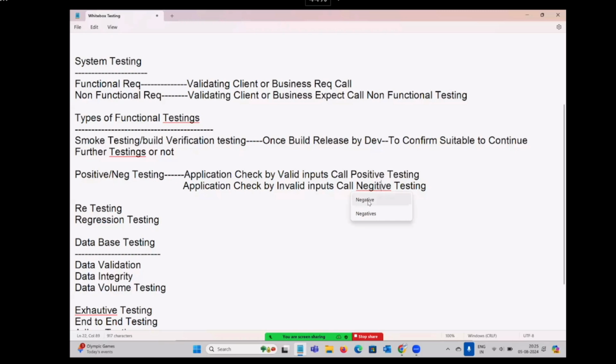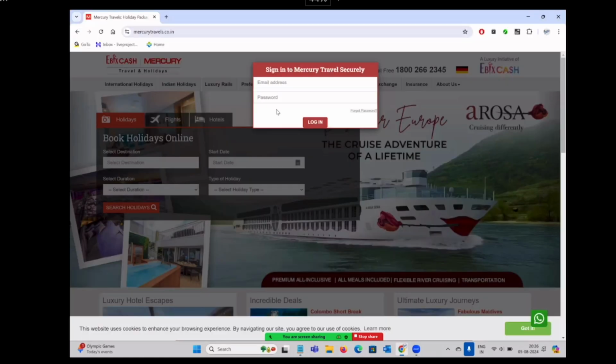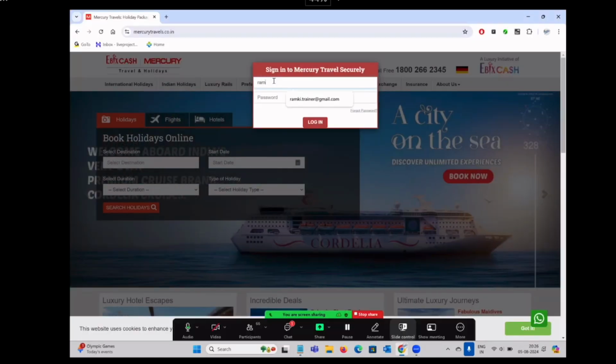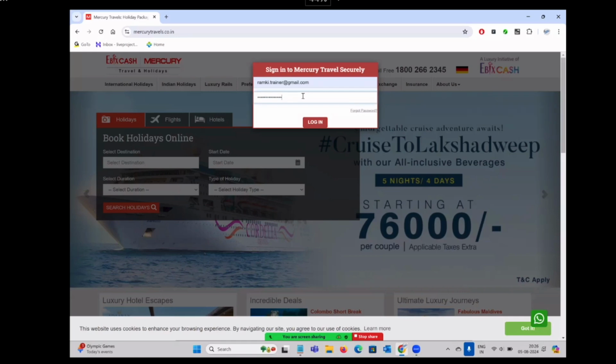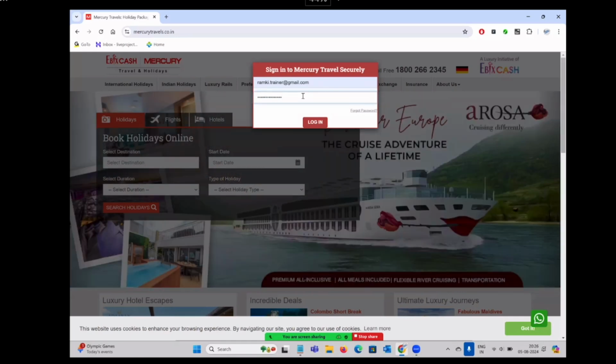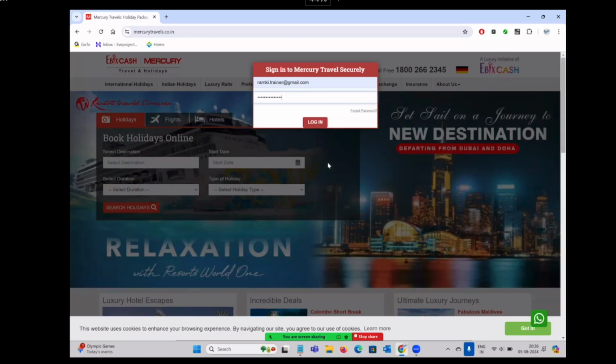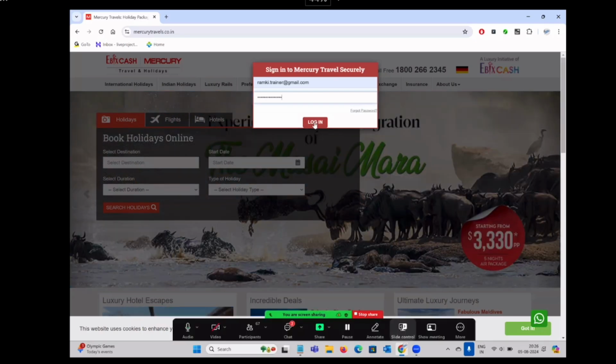I have one doubt. My question is, everyone, with valid inputs, if application is working successfully, we can deliver to customer, na? Then why are we conducting negative testing? Small example, see, I'll enter the valid email ID, just enter valid email ID as Ramkira Trainer, and I'll enter the valid password. Valid email ID and as well as valid password. Click on login.